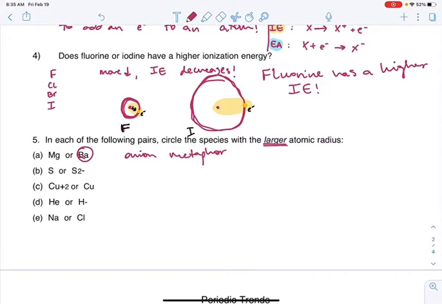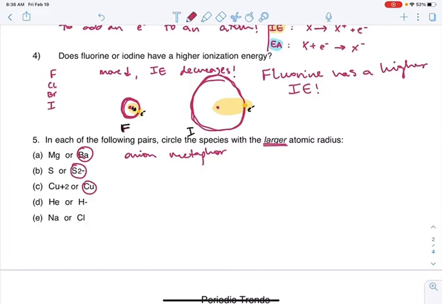Sulfur and S2 minus, well, we know that the anionic forms are always bigger than the neutral forms. And we'll talk more about that in our next class, but that's sort of the trend. That's what we know. Here it's copper because the cationic version is always smaller than the neutral version.